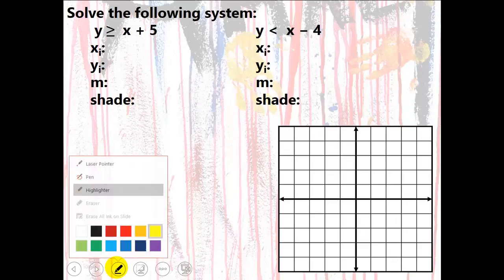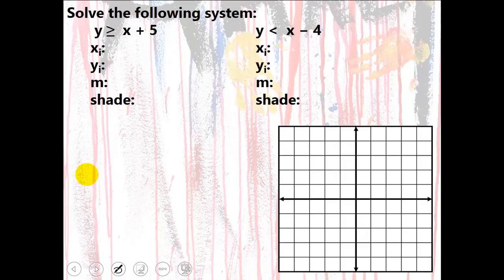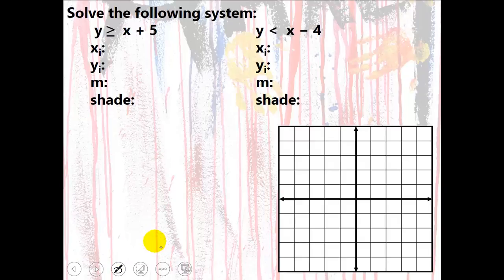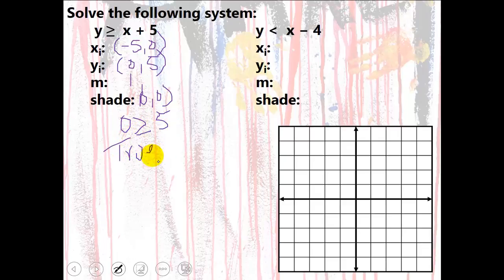Let's graph the first one. Let's see, what color do I have? Let's do purple. My x-intercept is negative 5, 0. My y-intercept is 0, 5. My slope is 1. If I test 0, 0, I get 0 is greater than or equal to 5.